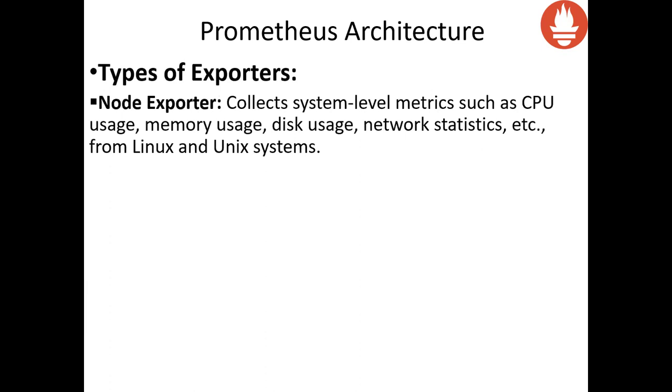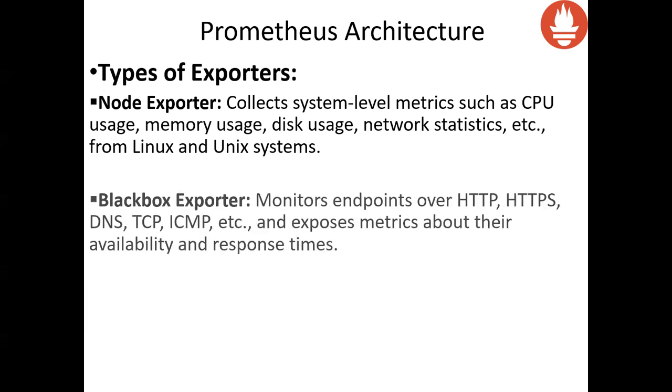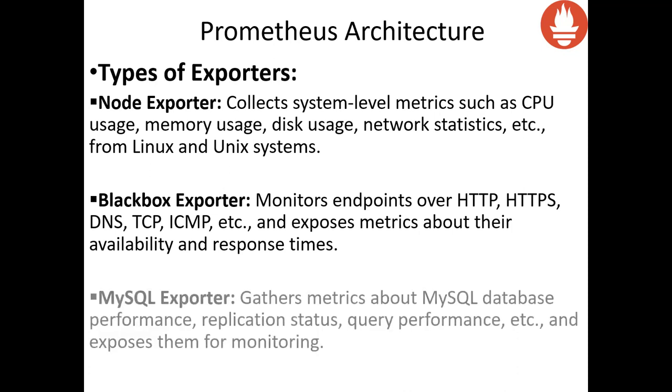It collects system level metrics such as CPU usage, memory usage, disk usage, network statistics from Linux and Unix systems. Blackbox exporter monitors endpoints over HTTP, HTTPS, DNS, TCP, ICMP, and exposes metrics about their availability and response time. MySQL exporter gathers metrics about MySQL database performance, replication status, query performance, etc. and exposes them for monitoring.